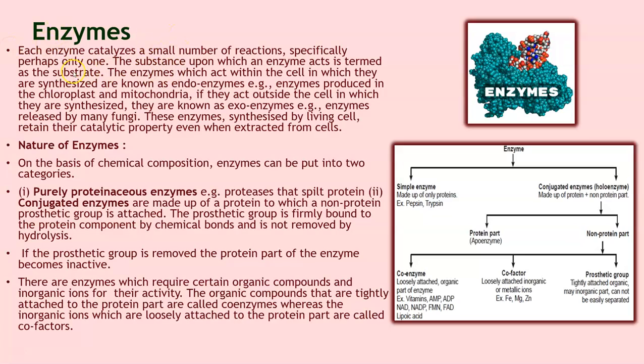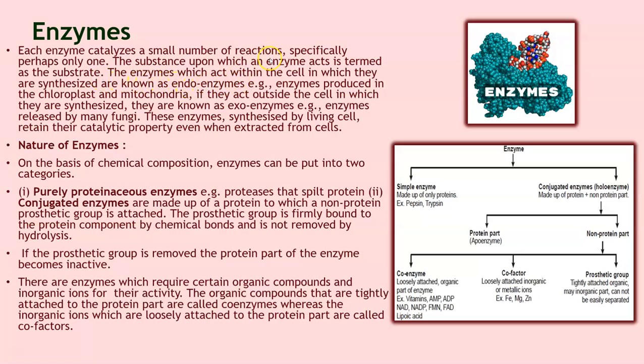And hence, each enzyme catalyzes a small number of reactions specifically, or perhaps only one. So you have enzymes which catalyze just a few reactions, or sometimes just one enzyme that catalyzes one specific reaction. This substance upon which an enzyme acts is termed the substrate. So the substance on which the enzyme activity is performed is called the substrate.